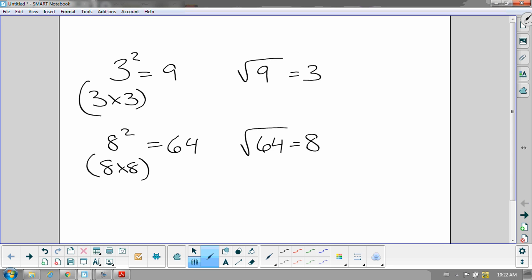So what that means is, when I think of the square root of a number, I want to know what number do I multiply by itself to get me back up to that number under the square root symbol. So think about all of the factors of 9. And the one that's doubled, like 3 times 3, would be the square root of 9.